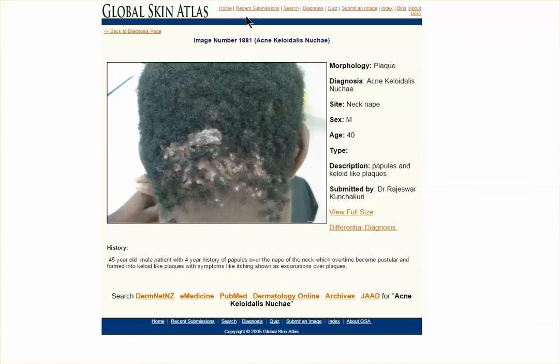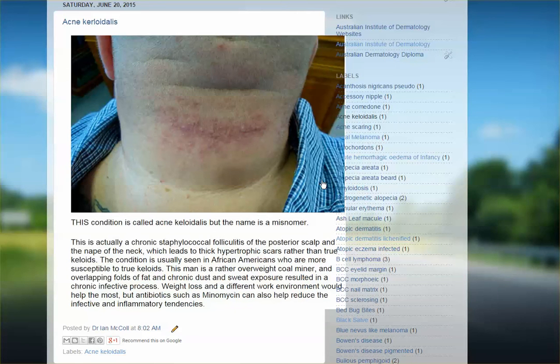So just to get back to our original case, as I say, he was managed with some minomycin, and we told him to try and get a different type of hat so he wasn't getting rubbing on this area. But you can see that's a relatively mild form of this condition in comparison to what the African American patients can get.